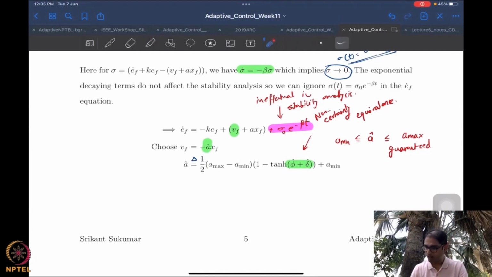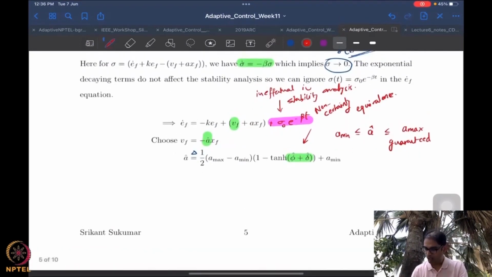It's not difficult to see that this A hat is guaranteed to remain within this nice bound. So there is no scope of VF becoming unbounded, because we'll of course prove that XF will also be bounded. So there's no scope for VF being unbounded. So VF remains bounded.